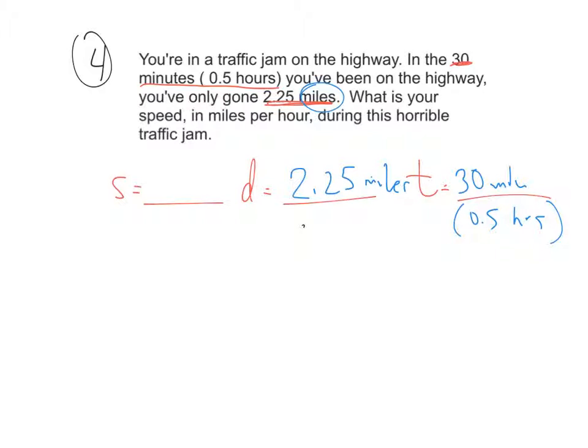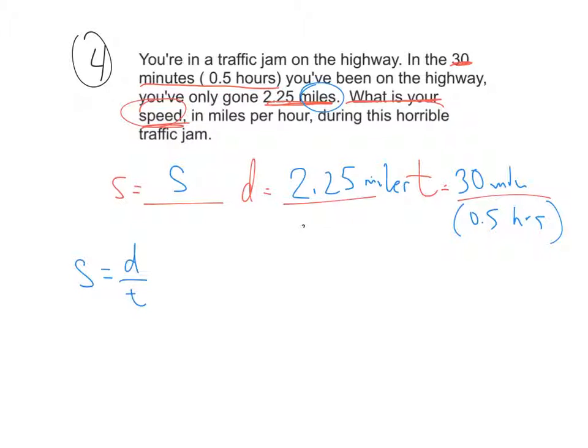Okay, now they want to know what is your speed. So the question that we're answering here is: what is your speed? That's the variable that we're going to be solving for, so we'll just leave that as S. Okay, now we've got our variables all done here. So now we'll write the formula for speed. Speed equals distance divided by time.